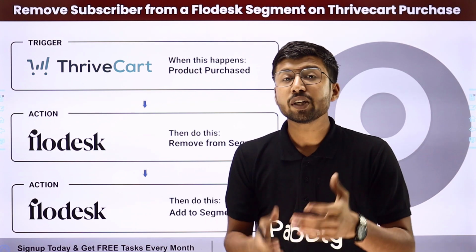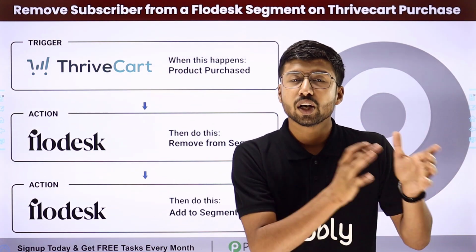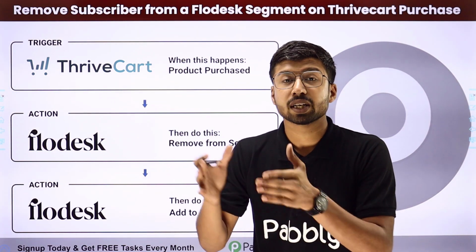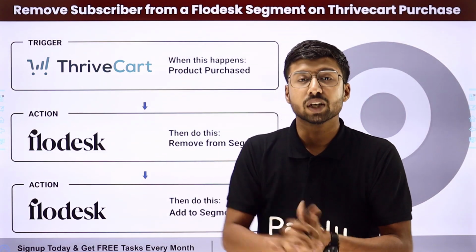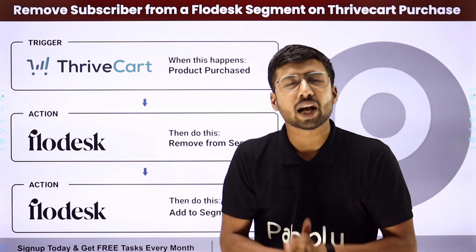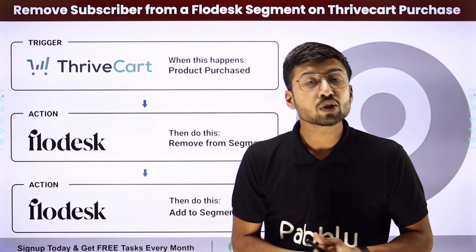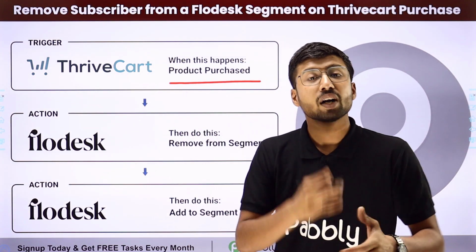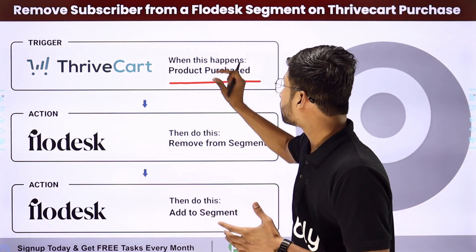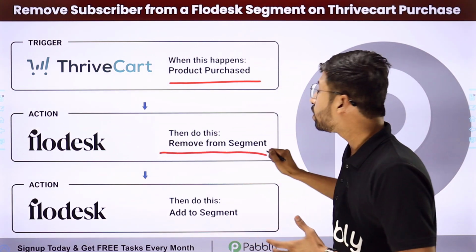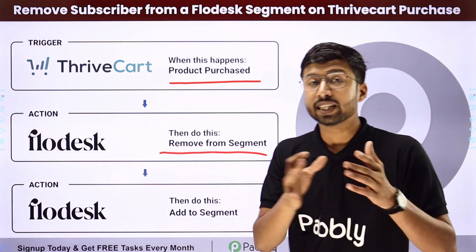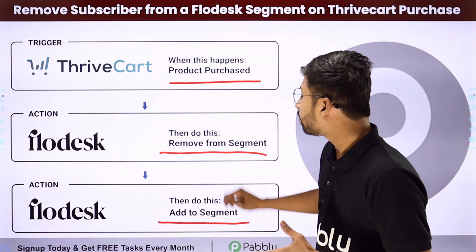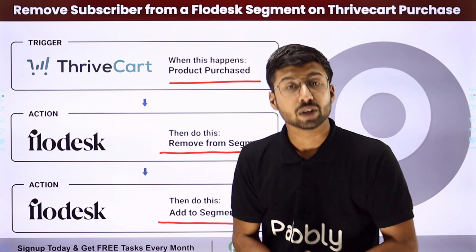Now you want that whenever you receive a new order in Thrivecart, you remove that customer from the lead segment and add that customer into the customer segment in your Flodesk account. So let me tell you, you can actually automate this process. In this automation, whenever we receive a new product purchase, a new sale in Thrivecart, automatically the customer who made the purchase will be removed from the old segment in our Flodesk account, that will be the lead segment, and we are going to add that same subscriber into some new segment in our Flodesk account.